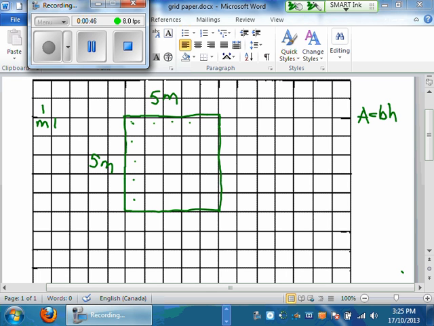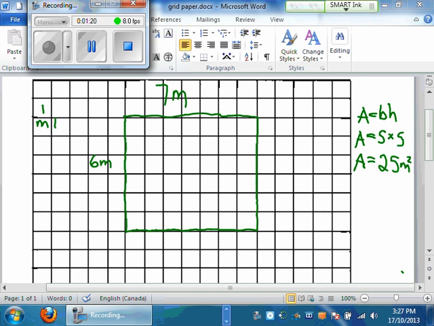And since we know that area equals base times height, all we have to do to calculate that is say, well, it's obviously 5 times 5. And our area is going to be 25 meters squared. So far, so good, no problem. Well, let's take a look at why this is important when we are trying to understand why we calculate the area of a triangle the way we do.